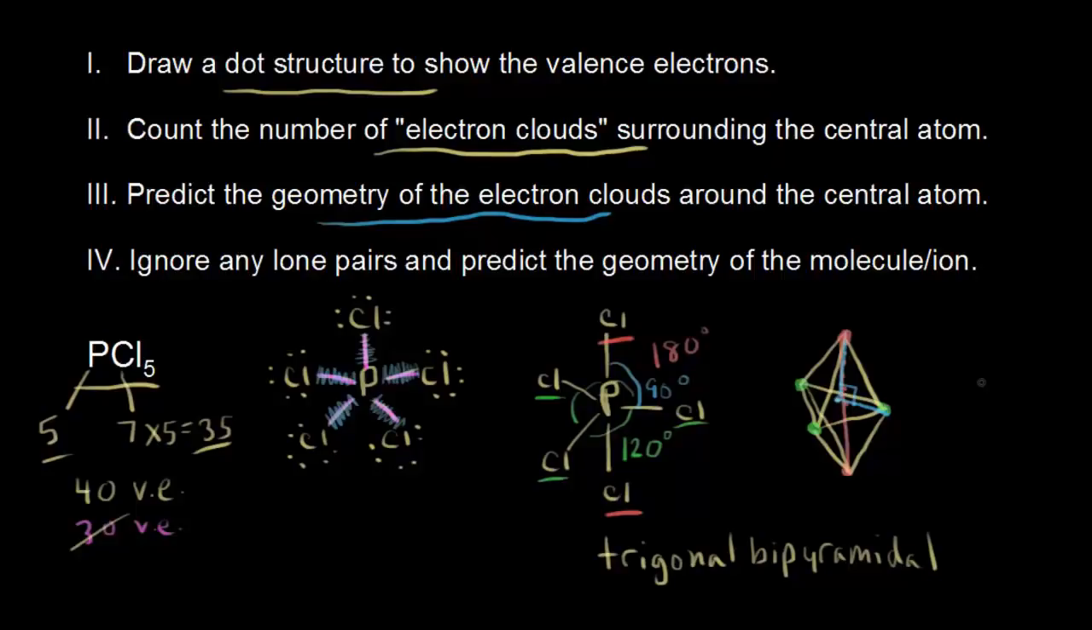All right, so for step 4, ignore any lone pairs and predict the geometry of the molecule. Well, there are no lone pairs on our central phosphorus, so the electron clouds take a trigonal bipyramidal shape, and so does the molecule. Let's go ahead and do another example.